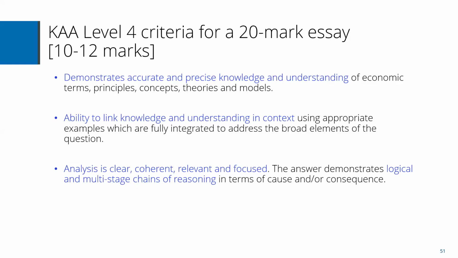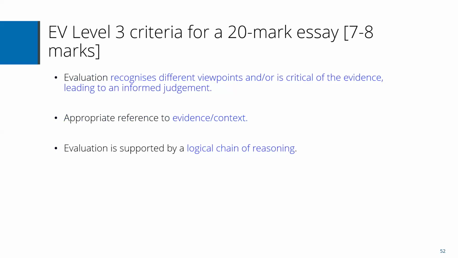Okay, so that is the level descriptor for 20 marks for knowledge, application and analysis. The evaluation works in the same way. It has its own descriptor table for a 20-mark essay question, and this is up to 8 marks out of the 20. So of course the remaining 12 we've already looked at. It's a much smaller band. There's only 7 or 8 marks in the top level, which is level 3 for evaluation for 20-mark questions. But it still has 3 bullet points, 3 descriptors that we're looking for to achieve the top level for evaluation on 20-mark questions.